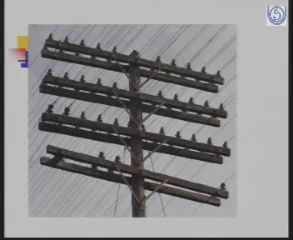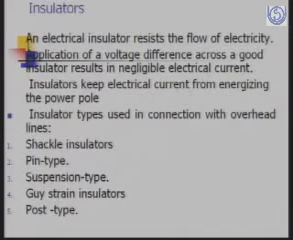You can see this is an example of an overhead line going. So the insulators resist the flow of electricity, and insulators keep electrical current from energizing the power pole. Basically, the insulators carry the conductor, and the types of insulators used in connection with overhead lines are shackle type insulators, pin type insulators, suspension type, guy strain insulators, and post type. So these are the various types of insulators being used, and the type depends on the voltage and whether it is a dead end, whether it is a tangent location, where the pole is being used.